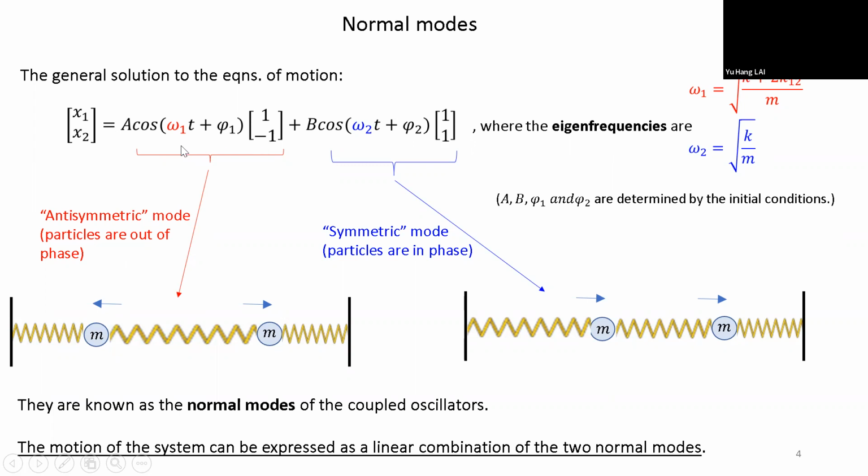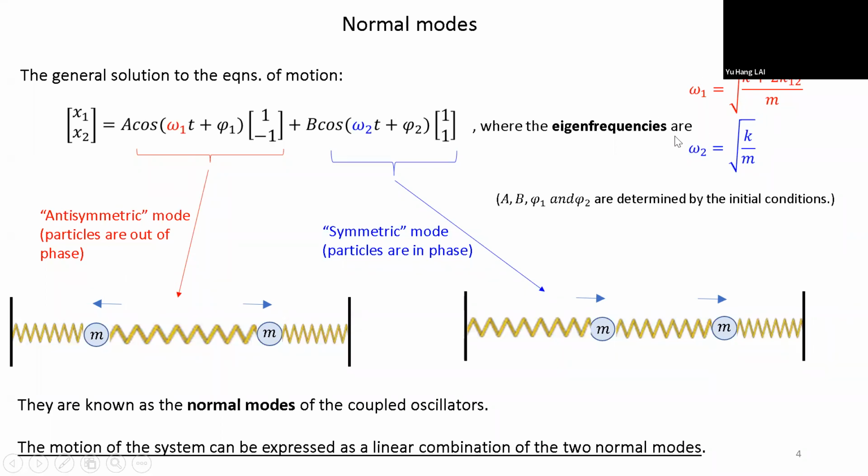What it really means is that x1 and x2 are always off by a minus sign. Both of them are always oscillating, but always off by a minus sign. So that means they are moving the so-called out of phase. You can see this in my picture, so they are doing a motion like this. And the frequency of this motion is given by this omega-1.